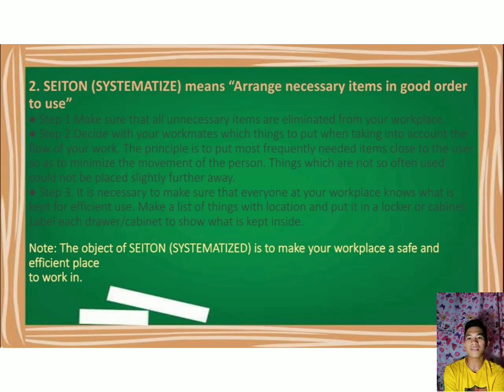Next, the second one, Seiton or systematize, means arrange necessary items in good order to use. Step 1, make sure that all unnecessary items are eliminated from your workplace. Step 2, decide with your workmates which things to put where, taking into account the flow of your work. The principle is to put most frequently needed items close to the user so as to minimize the movement of the person. Things which are not so often used should be placed slightly farther away.